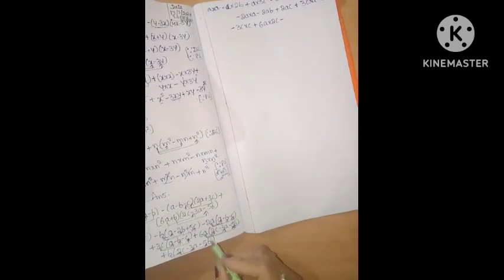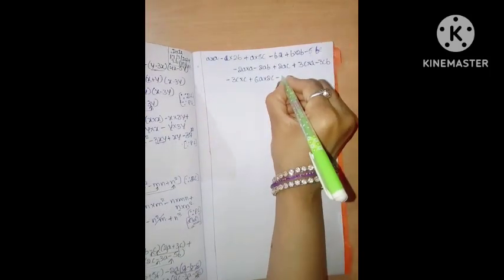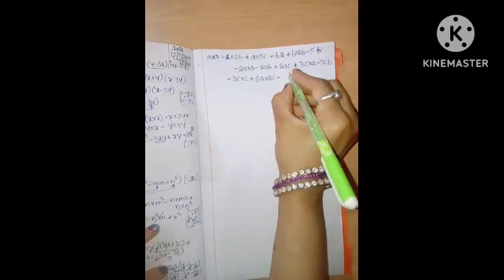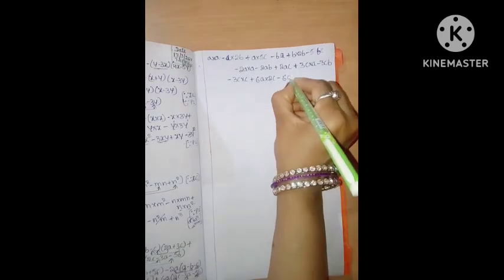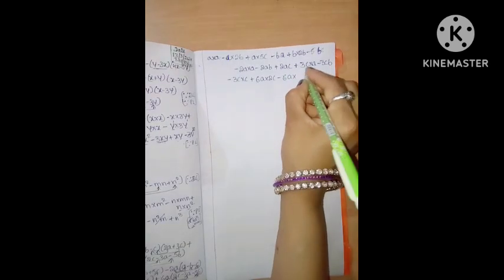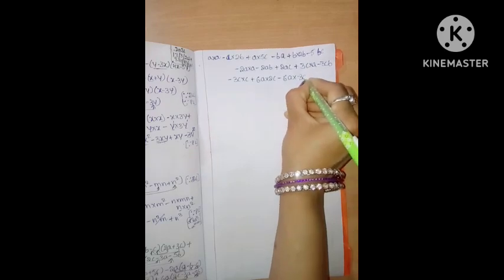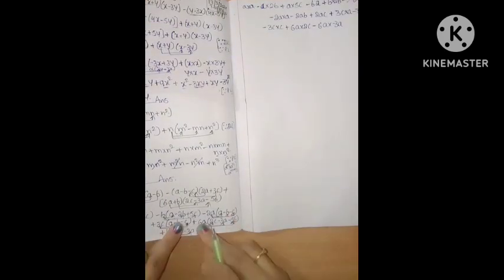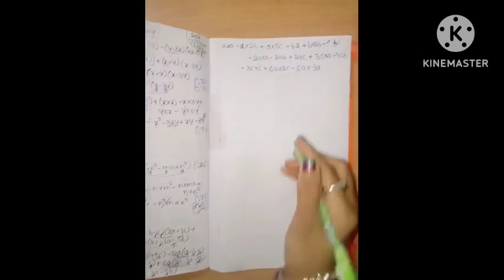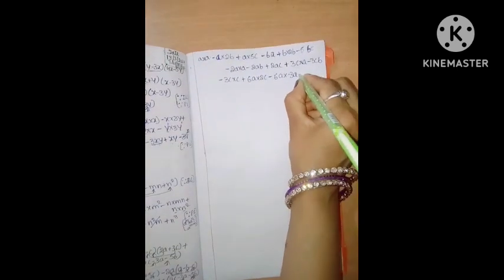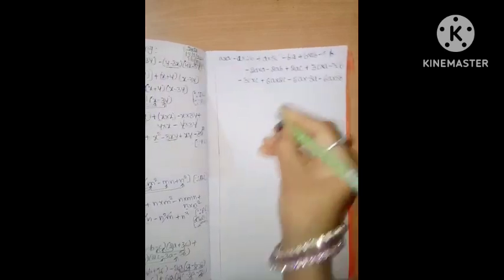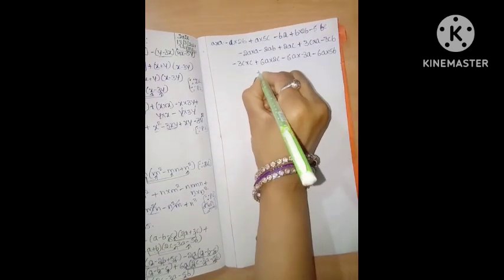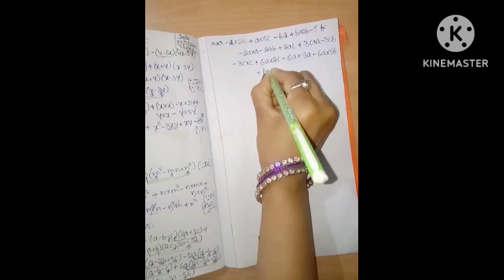Next, the second term of the monomial is multiplied by the second term of the polynomial. 6a into minus 3a. Next, plus into minus is minus. 6a into 5b, plus b into 2c.